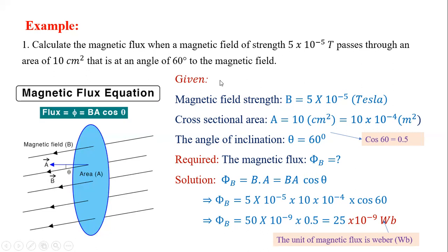Magnetic field strength is measured in Tesla, while magnetic flux is measured in Weber. So let's see the unit of each quantity.